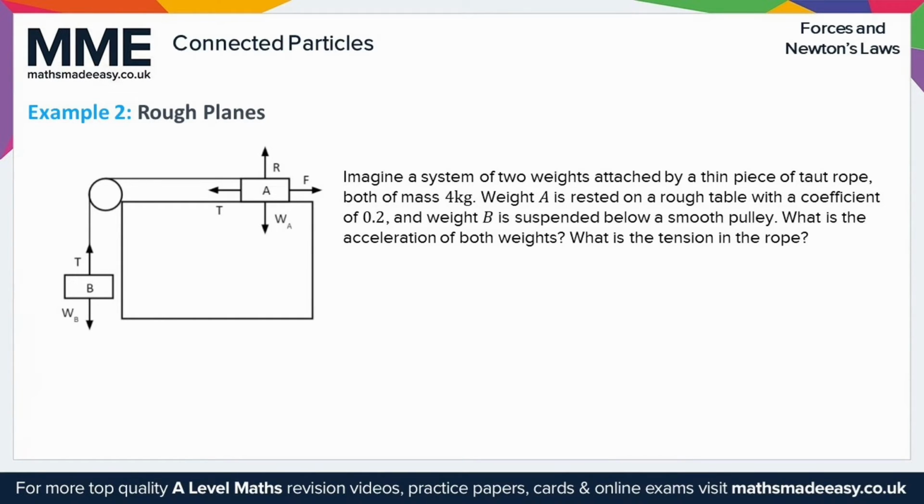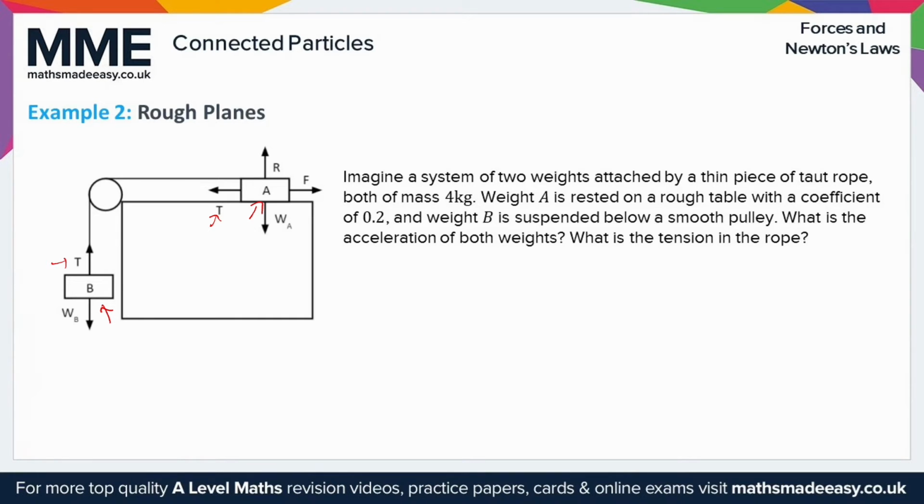Well, what is the acceleration of both weights? They're going to be exactly the same. So if we can work out one, we also have the solution for the other. And then what is the tension in the rope? Well, that's acting here, but it's also acting here. Okay, so we've got a few forces that we can model here. So they're already labelled A and B.